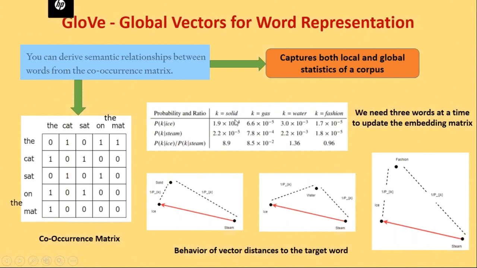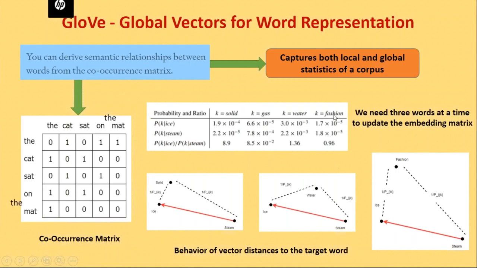Here you can see the probabilities are of the order of 10 power minus 4. Here it is still less. So we are converting the probabilities into ratios. Here you can see the probability of seeing the word solid with ice divided by the probability of seeing the word solid with steam. The words solid and steam can be found very rarely. Therefore, the denominator will be a lesser value, so the whole ratio will be a higher value.